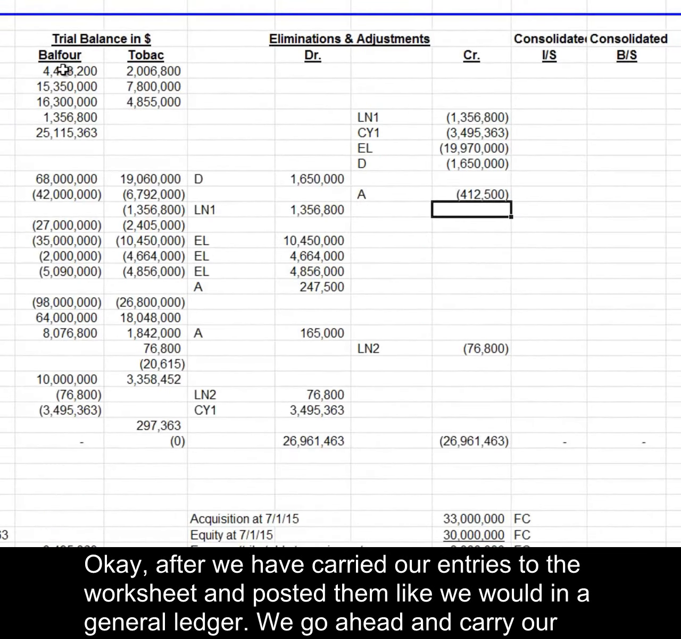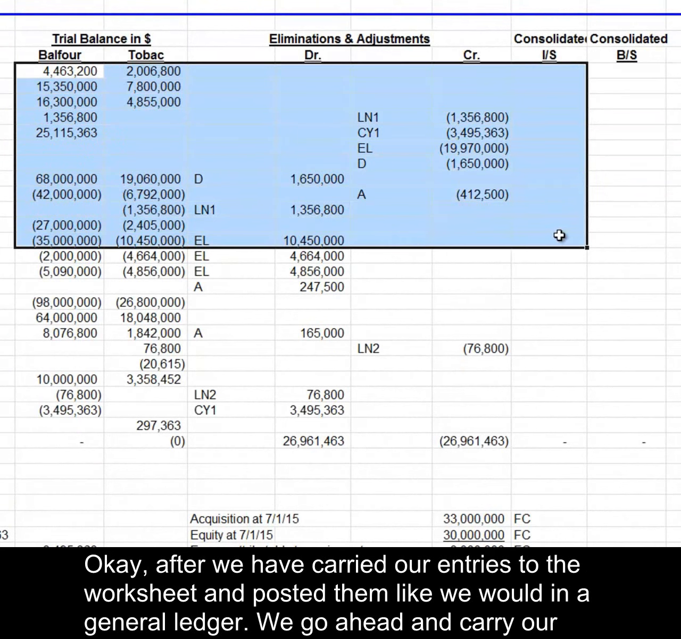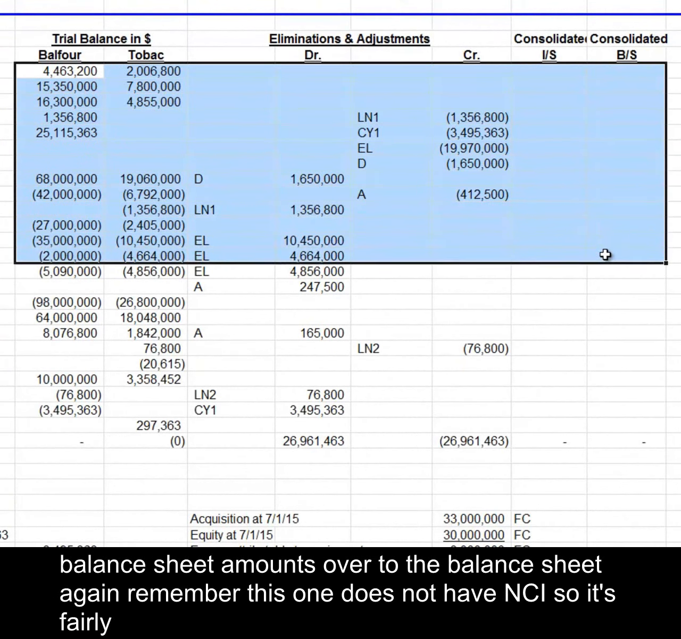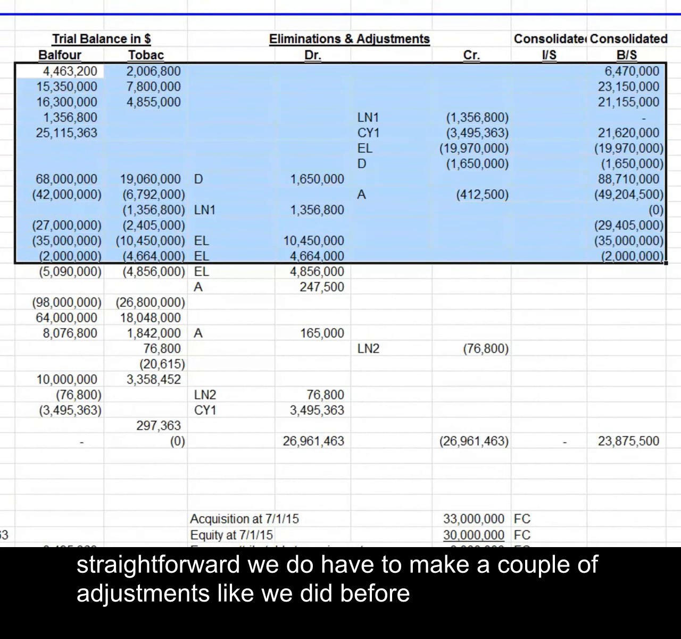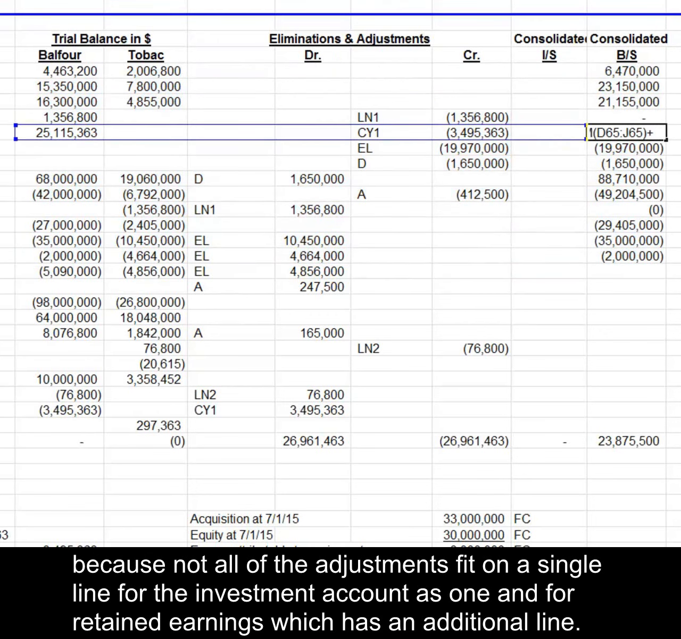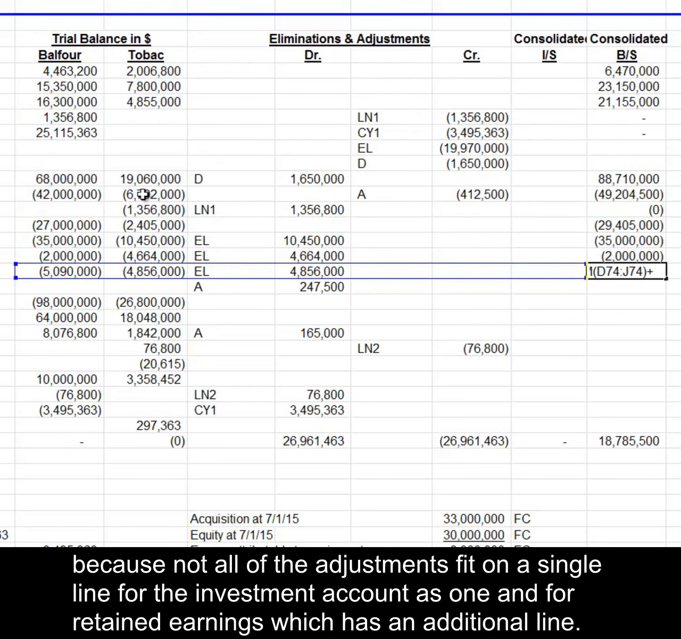Okay, after we have carried our entries to the worksheet and posted them like we would in a general ledger, we go ahead and carry our balance sheet amounts over to the balance sheet. Again, remember this one does not have NCI, so it's fairly straightforward. We do have to make a couple of adjustments like we did before because not all of the adjustments fit on a single line. For the investment account is one, and for retained earnings, which has an additional line.